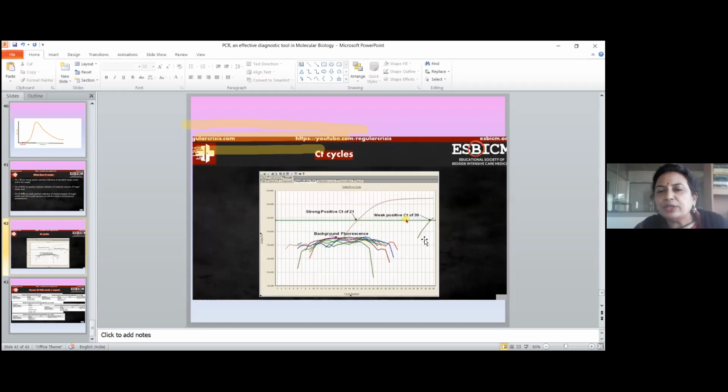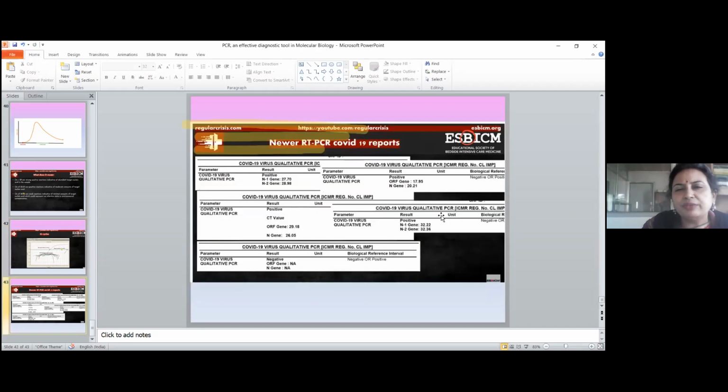And after 30, you can see, after 30, a small peak is generated. That means the viral load is very, very less. Though the virus is present, the load is very, very less. And such kinds of reports are given. COVID-19 virus, qualitative, quantitative, and all in all. So N1 gene, positive result is positive.